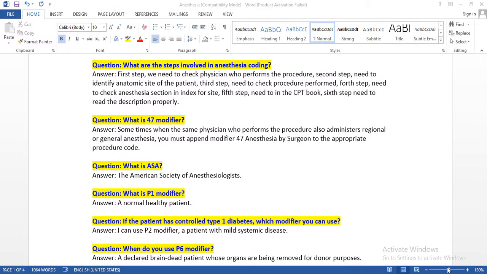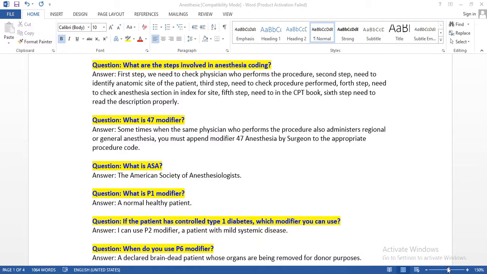What are the steps involved in anesthesia coding? Answer: first step, we need to check the physician who performed the procedure, like the anesthesiologist or the procedure performing physician. Second step, identify the anatomic site of the patient. So we need to know where we are going to do the procedure as well as the anesthesia.